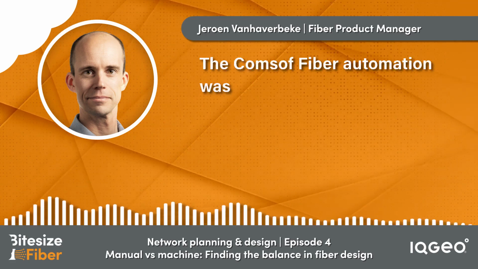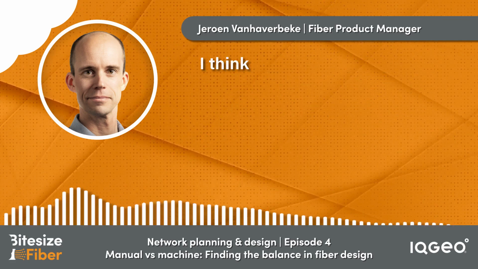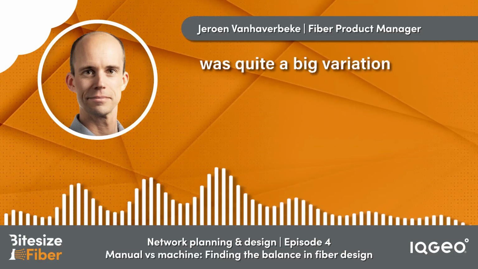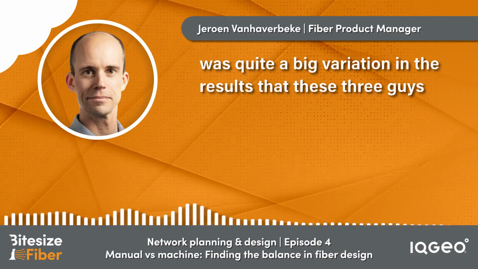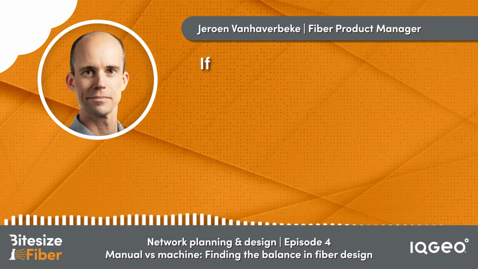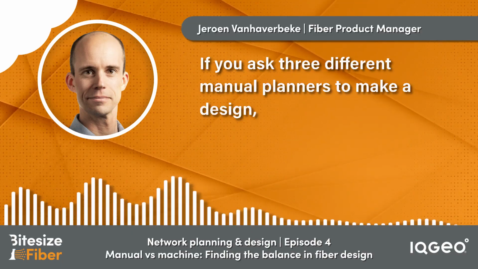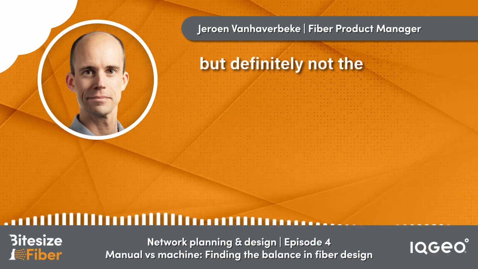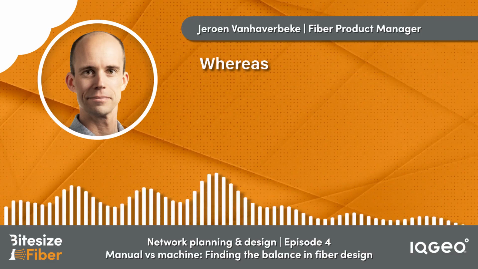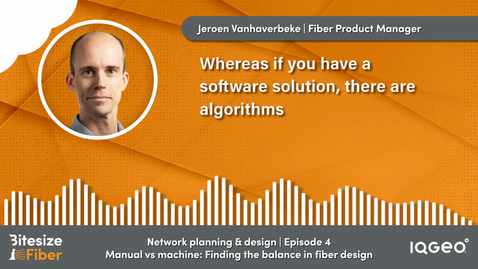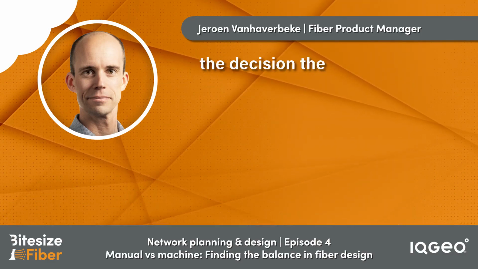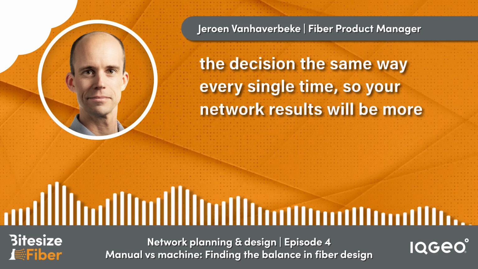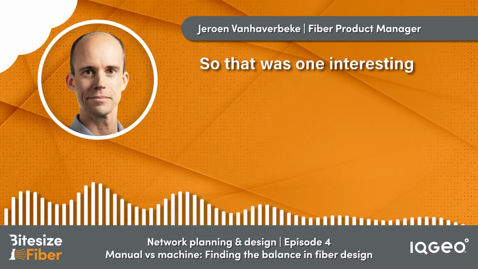The Comsof Fiber automation was quickest because that was a couple of minutes of work. I think the planners took about 2 to 3 hours to come to a network design. And there was quite a big variation in the results that these 3 guys made. So that was the first observation. If you ask 3 different manual planners to make a design, they will roughly follow the same guidelines, but definitely not the exact same choices every time. Whereas if you have a software solution, there are algorithms built in there that will make the decision the same way every single time. So your network results will be more uniform. So that was one interesting observation.